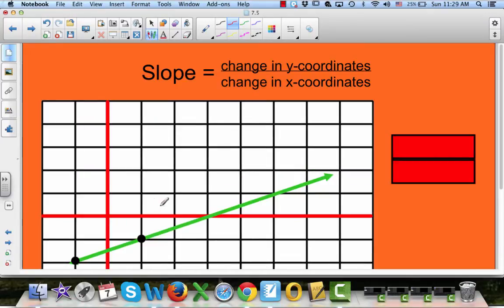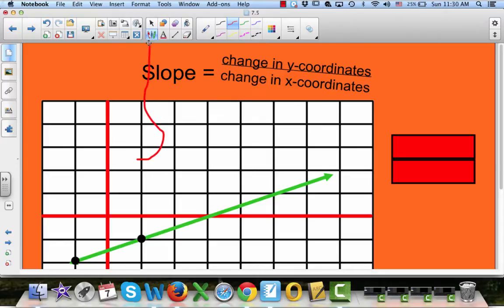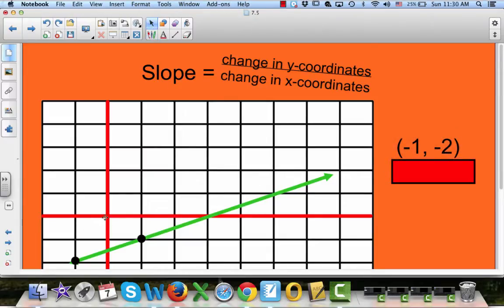Now let's look at it in a different way. Slope is also the change in the y-coordinates over the change in the x-coordinates. The y-coordinates are how much it goes up and down. Over the x-coordinates is how much it goes left and right. So the first coordinate is -1, -2. Let's look how we got that.